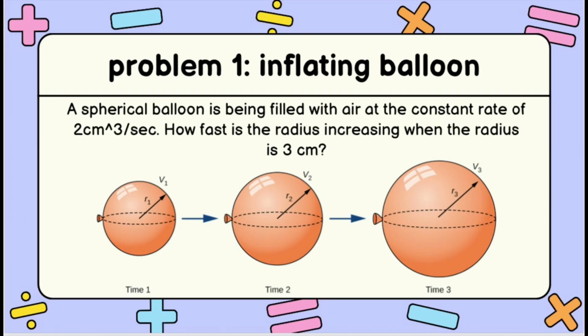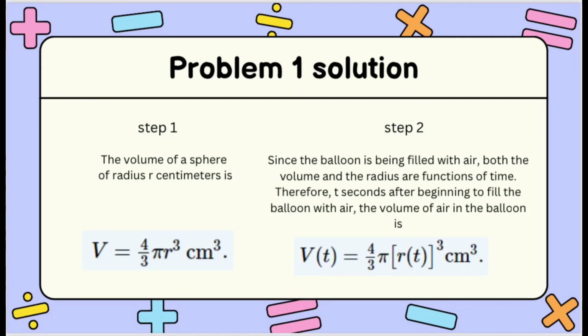My name is Muhammad Adam, student ID number 2022801798. I will be solving problem 1, which is the inflating balloon. A spherical balloon is being filled with air at a constant rate of 2 cm³ per second. How fast is the radius increasing when the radius is 3 cm?